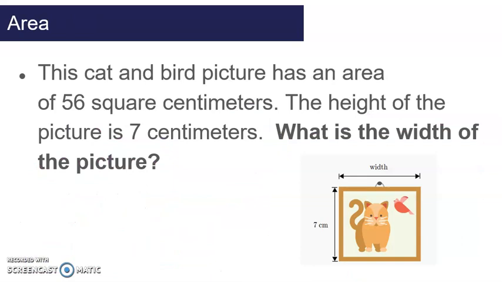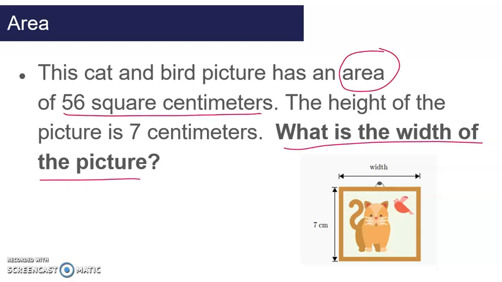So it says this cat and bird picture has an area of 56 square centimeters. The height of the picture is 7 centimeters. What is the width of the picture? So the question says what is the width of the picture? So let's go in and look for some keywords. We see area. We know that the area is 56 square centimeters. We know that the height is 7 centimeters. And we're looking for the width.